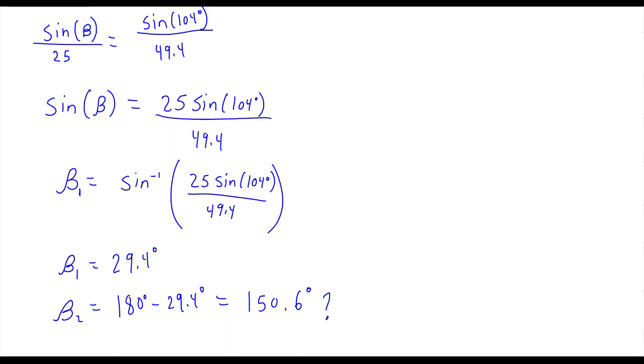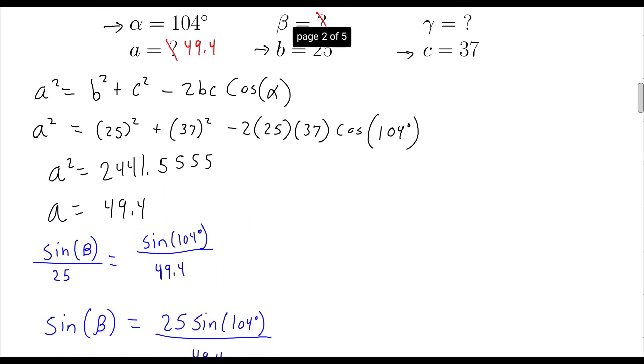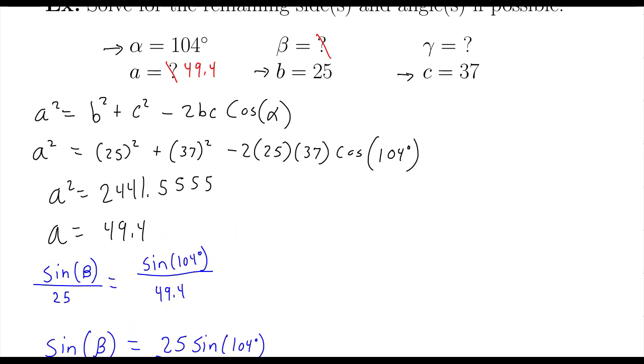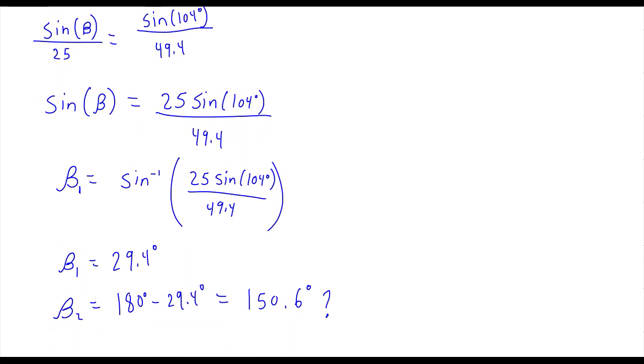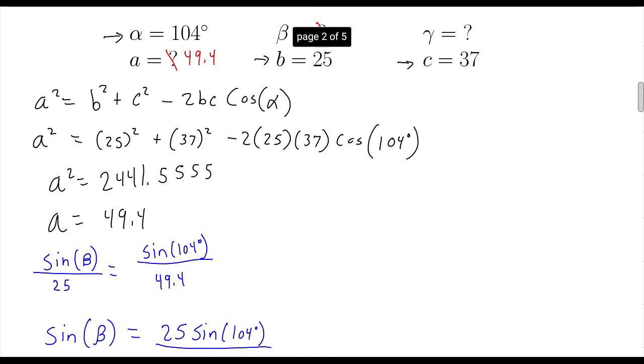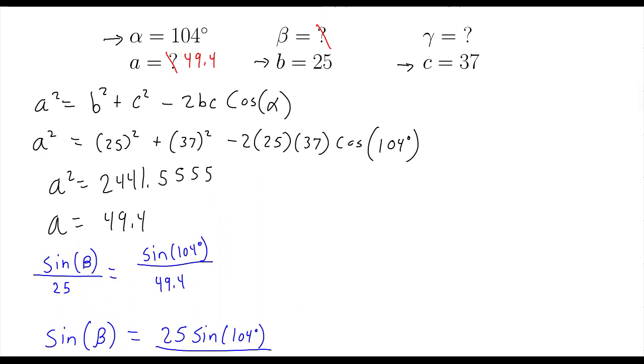Does that fit? 150.6. Well, let's compare it to the one we already know. We already know that alpha is 104. 104 degrees plus 150 degrees will be well over 180, so we would not have a triangle anymore. Lucky for us, we cannot say that beta 2 exists. That triangle does not exist. So there's only one number for beta, and that is 29.4 degrees.